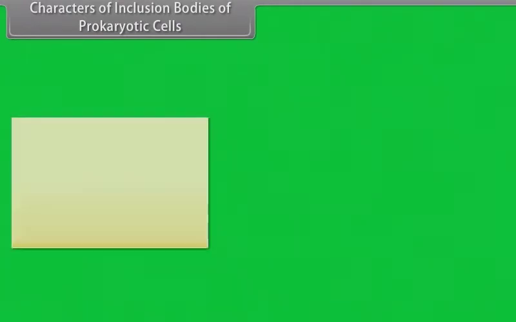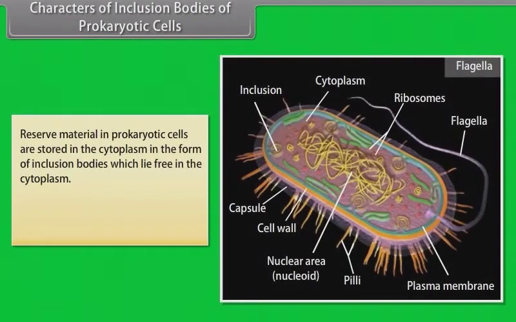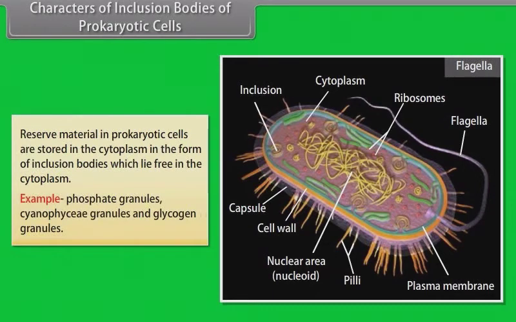Characters of inclusion bodies of prokaryotic cells. Reserve material in prokaryotic cells is stored in the cytoplasm in the form of inclusion bodies, which lie free in the cytoplasm. Examples: phosphate granules, cyanophyceae granules, and glycogen granules.